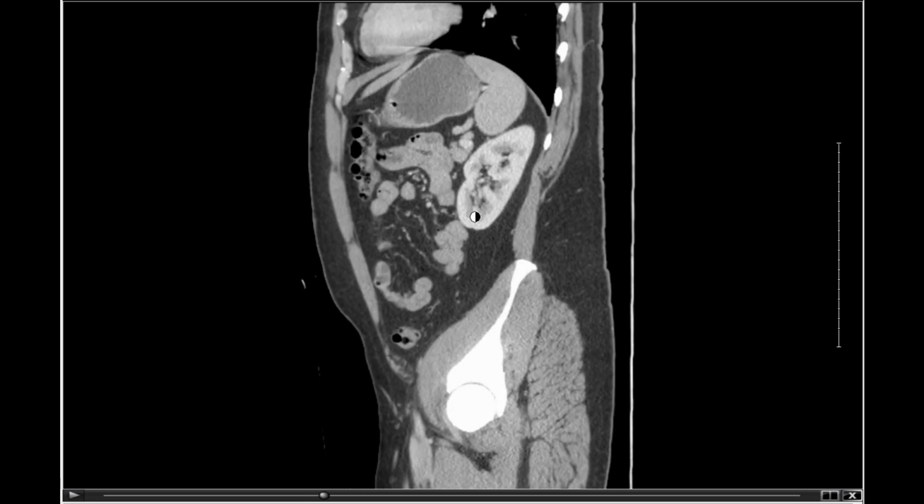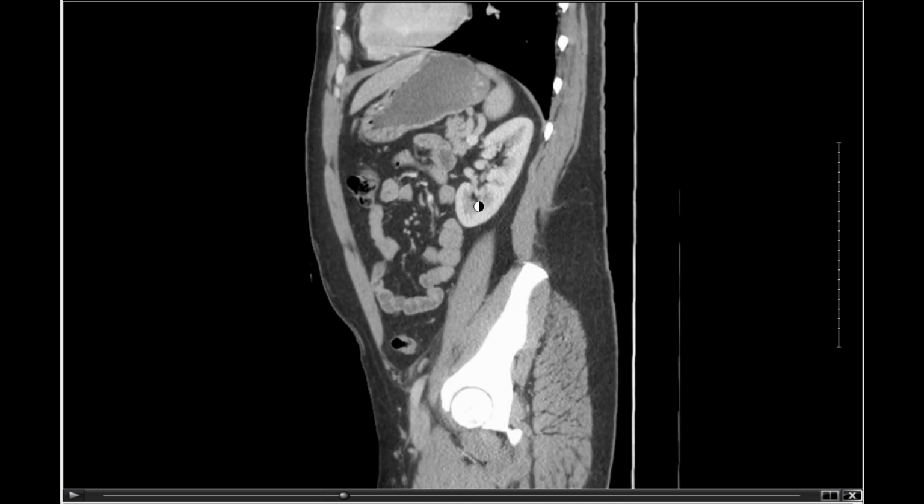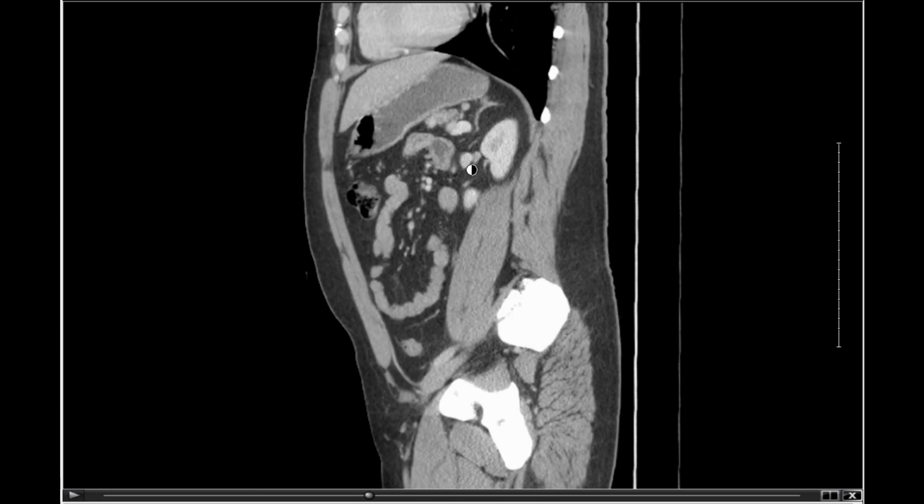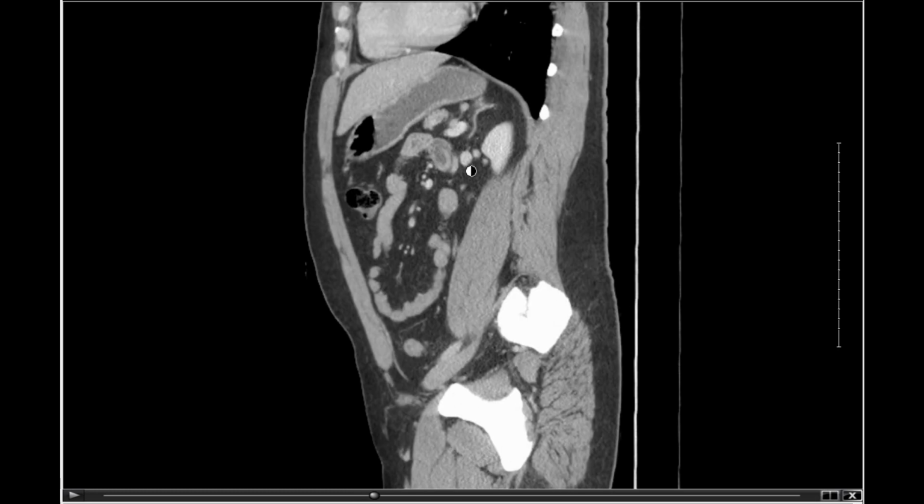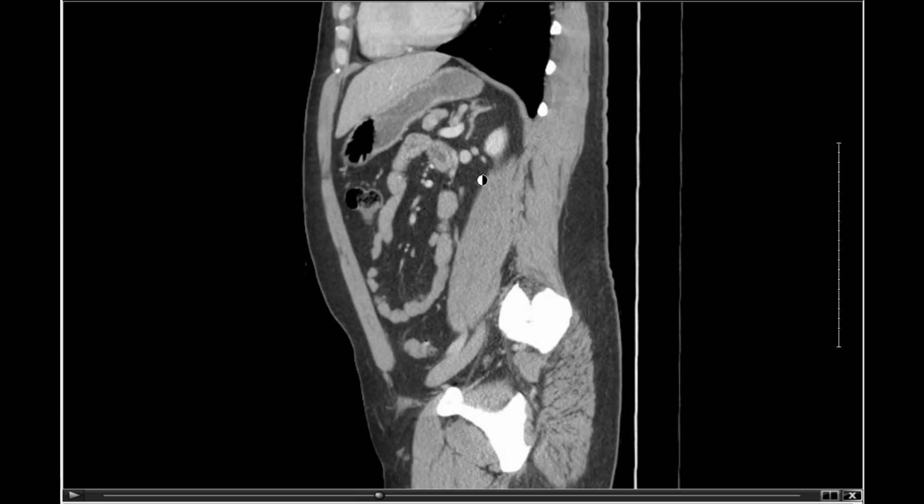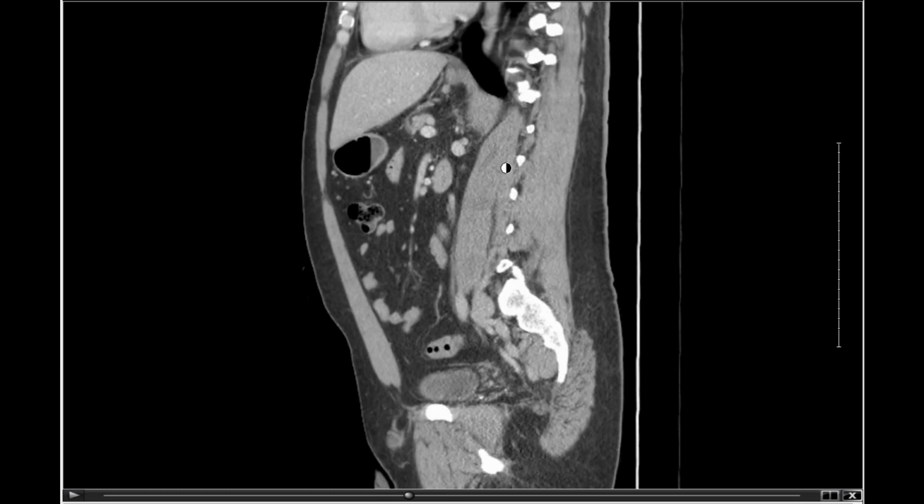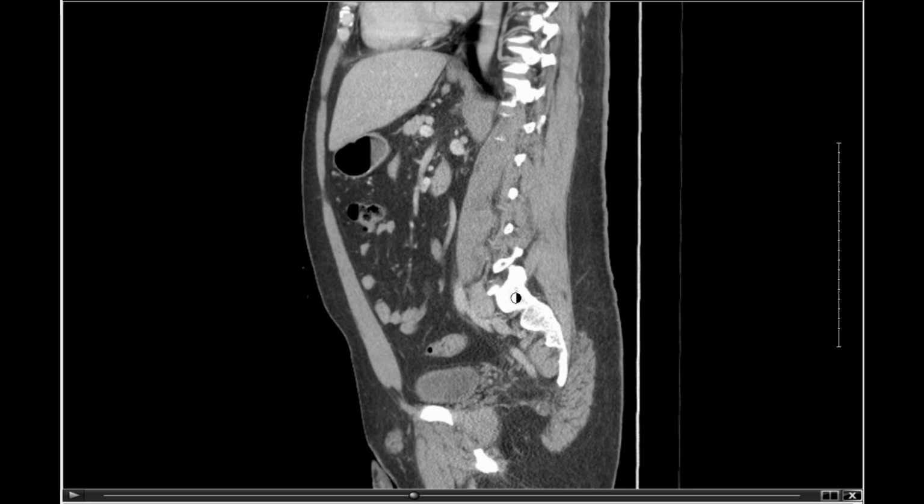So that's kind of cool. A little further in, and now we're not just going to see gut and organs. We're going to start picking up the major blood vessels. And since we're coming from left to right, the first one we'll see is the abdominal aorta. And so we're going to start catching a little bit more of the vertebra here.